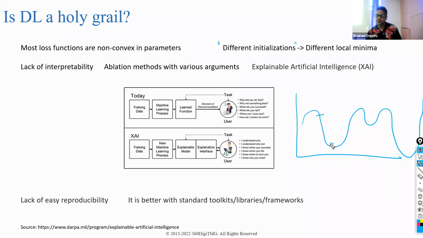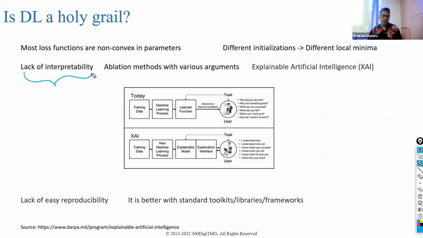If the weights are initialized here, you'll go there. If the weights are initialized here, you go there. If the weights are initialized here, you'll go there. So you have different minimas where you might reach. And you'll have lack of interpretability. Here you'll have weights. All these will be weights. You cannot give any meaningful information to those weights.